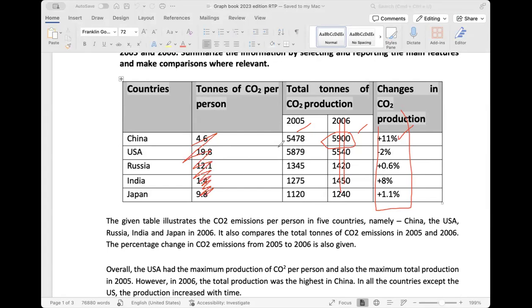Just look at this part. This is what you're looking at from here to here. And I'm telling you what you're going to do is you're going to skip the 2006 data. You're going to just say that it increased by 11%. I hope it is clear now.